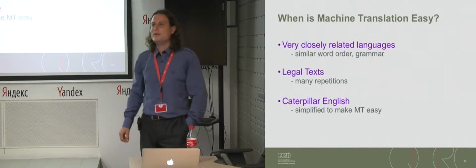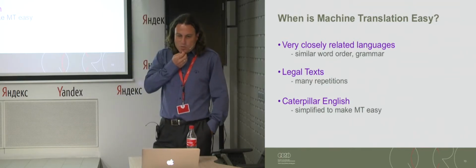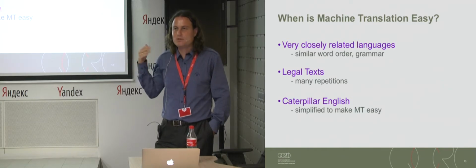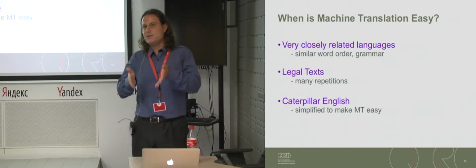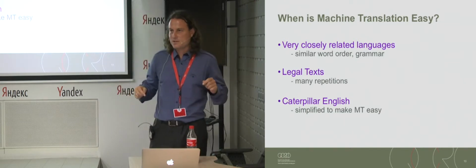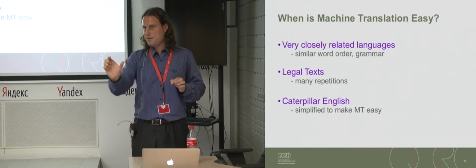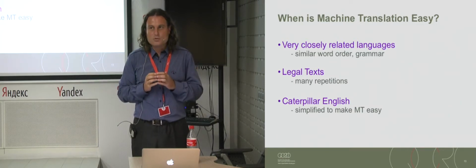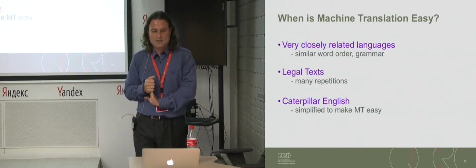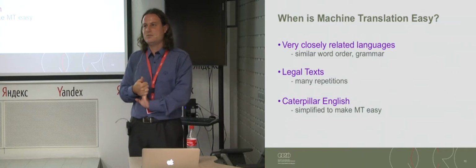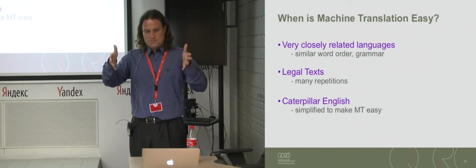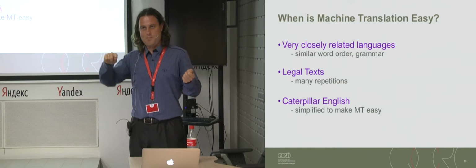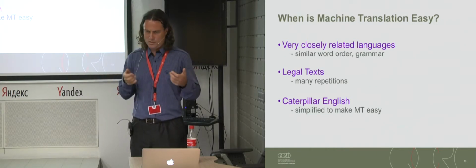Okay. So when is machine translation easy? It's easy for closely related languages, which have similar word order, similar grammar, and so on. And it's also easy for legal texts that have a lot of cliches, a lot of standard language, a lot of repetitions. It's on purpose that you say the things in the same way because you don't want different interpretations. It's also simple when the original language is simple. So this so-called Caterpillar English, this is what Caterpillar started doing, Xerox is doing, and others. Basically, they have designed particular rules for how to write the user manuals. First of all, user manuals are easy to translate because click here, open here, and things like that. It's not very complex language.